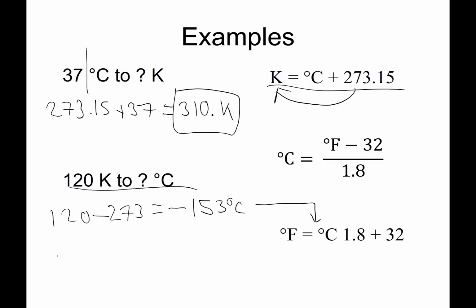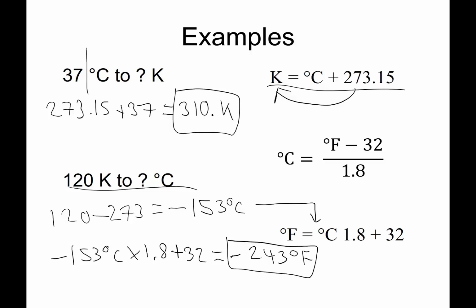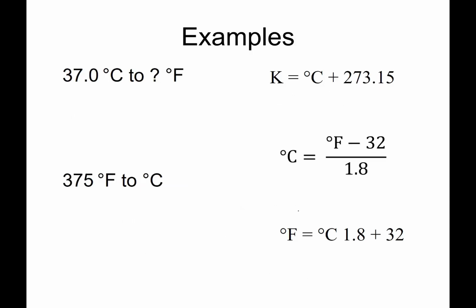If I also wanted to convert Celsius to Fahrenheit, I would use this formula here, right? So I would take minus 153 degrees Celsius, multiply it by 1.8 first, and then add 32 degrees to it, and I get negative 243 degrees Fahrenheit. Okay, so that's pretty cold. So that's this formula here.